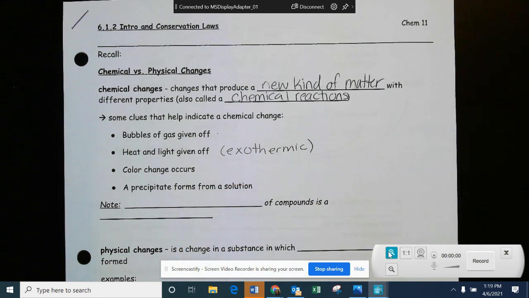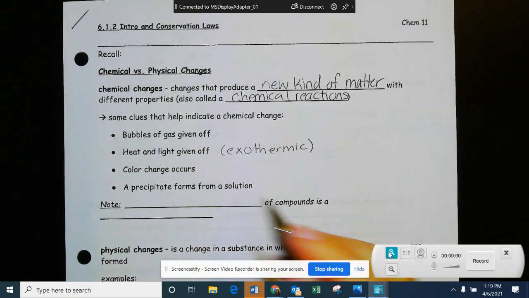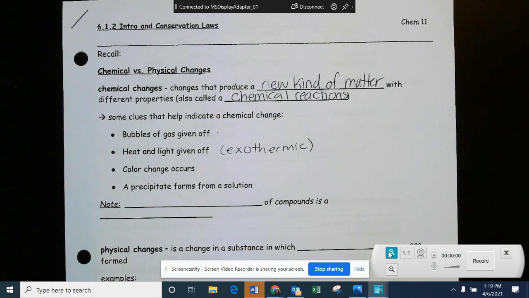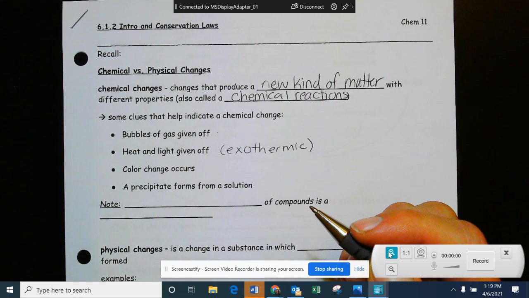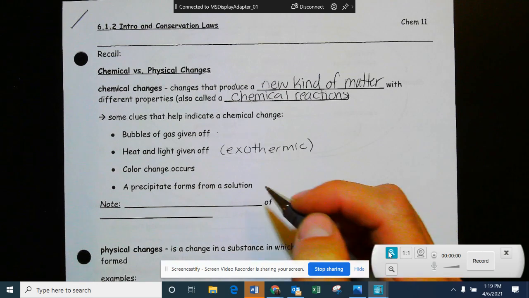A color change occurs. And these aren't always applicable, right? Because sometimes you're going to mix food coloring and you're going to get a new color, but there wasn't a chemical change. But these are cues that we can take to see, like, maybe there was one.